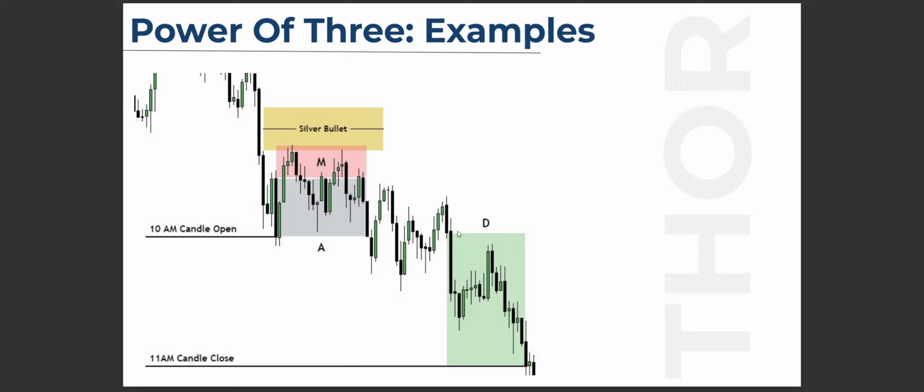This is your distribution, and 11 a.m. candle closes right about there. So you're selling short the manipulation. The last resort, what you could do is you should be looking at the candle open for your entry levels. Anything below that, you should be entering. Think of this like equilibrium of a dealing range.